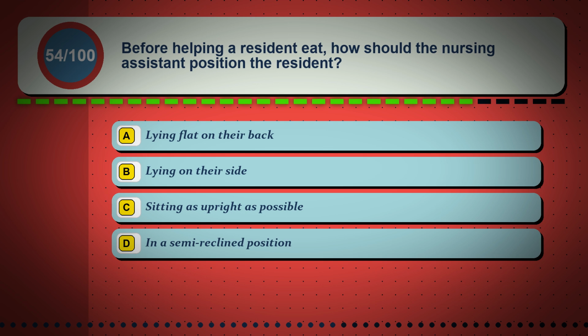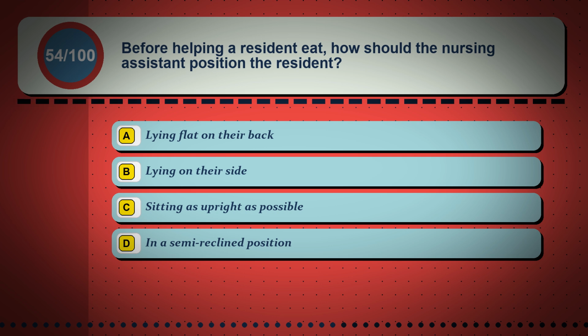Question 54. Before helping a resident eat, how should the nursing assistant position the resident? Option A, lying flat on their back. Option B, lying on their side. Option C, sitting as upright as possible. Option D, in a semi-reclined position.